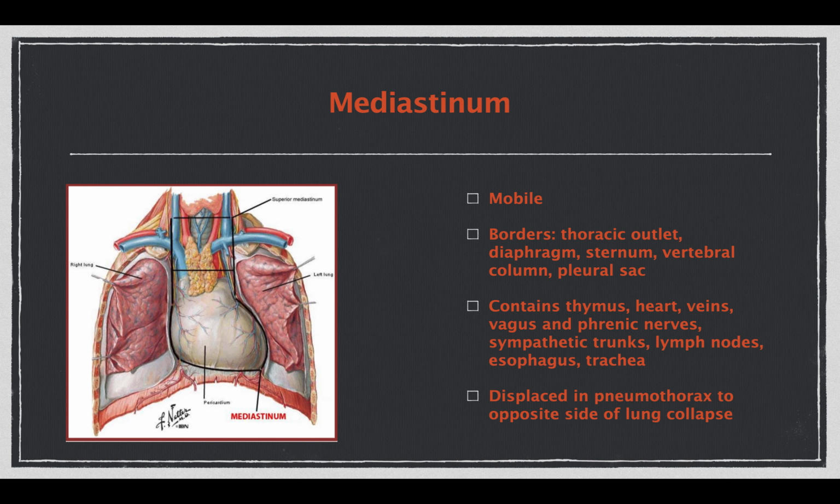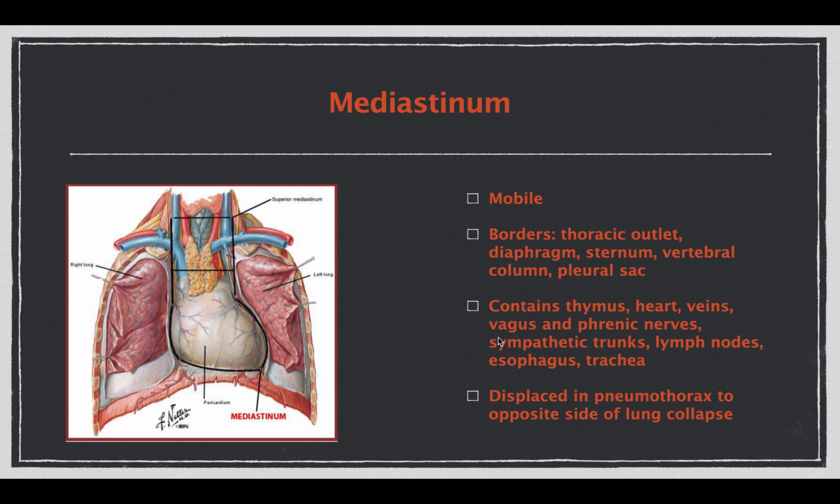The mediastinum is mobile, so it's elevated and depressed due to its connection to the diaphragm, and it's bordered by the thoracic outlet, which is like this area right here, the diaphragm, the sternum anteriorly, the vertebral column posteriorly, and inside of it is the pleural sac.